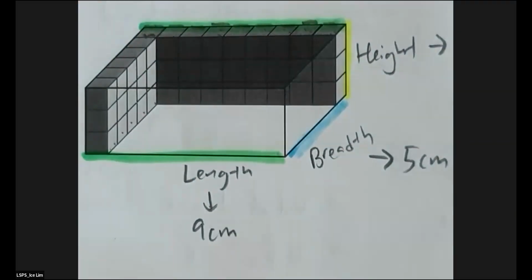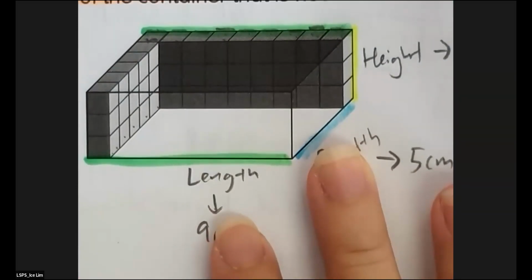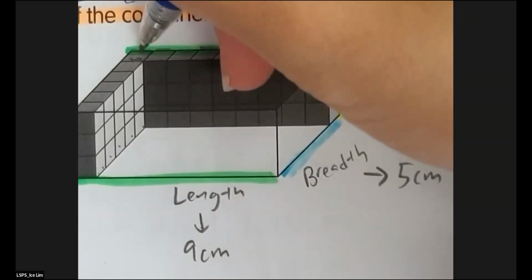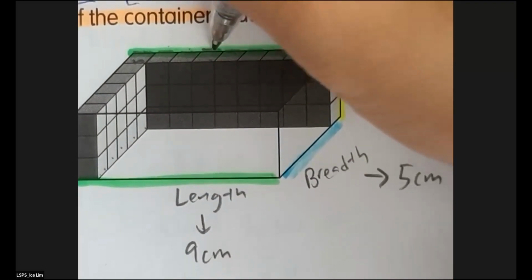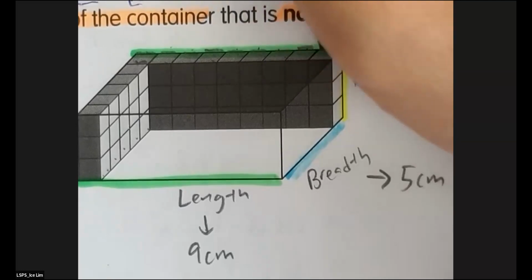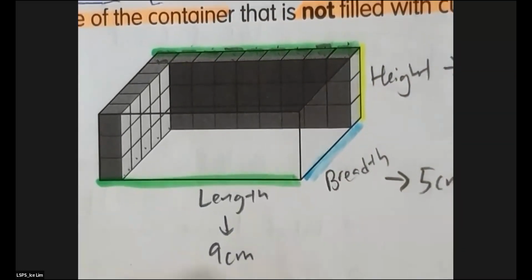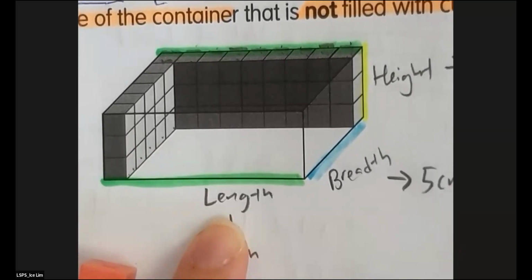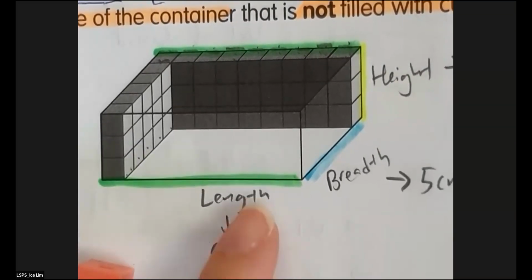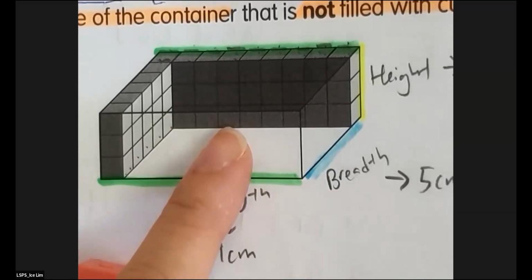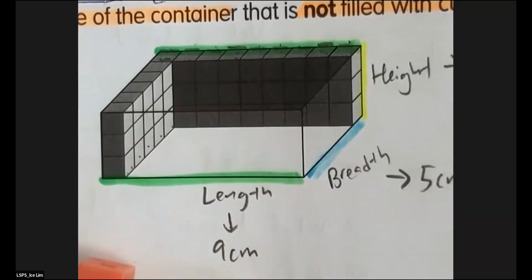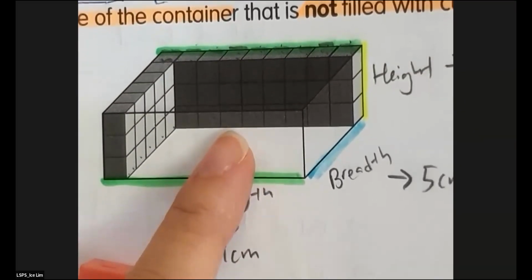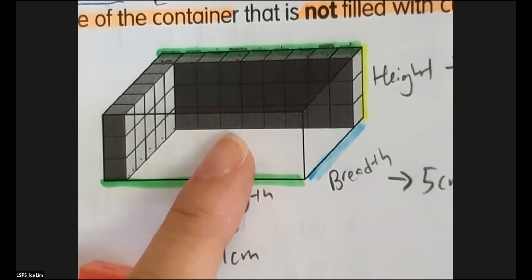Okay? So if I look at this one again, I can tell 1, 2, 3, 4, 5, 6, 7, 8, 9. The length is 9 cm. But I say the length is 9. The length of what? Is it the length of the container or the length of the space that is not filled with cubes? So 9, is it the length of the container or the length of the space that's without cubes?